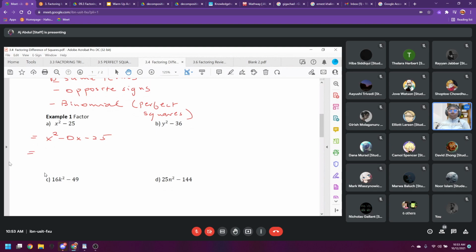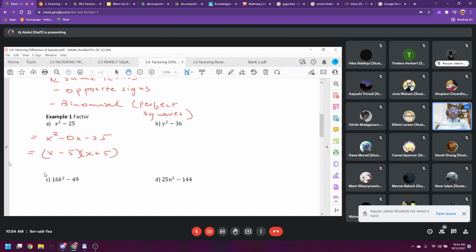And if I was going to factor this, I'm looking for two numbers. When I multiply them, I get negative 25. When I add them, I get 0. So those two numbers have to be x minus 5 and x plus 5, the two terms. Negative 5 times positive 5 is negative 25. Negative 5 plus 5 is 0.